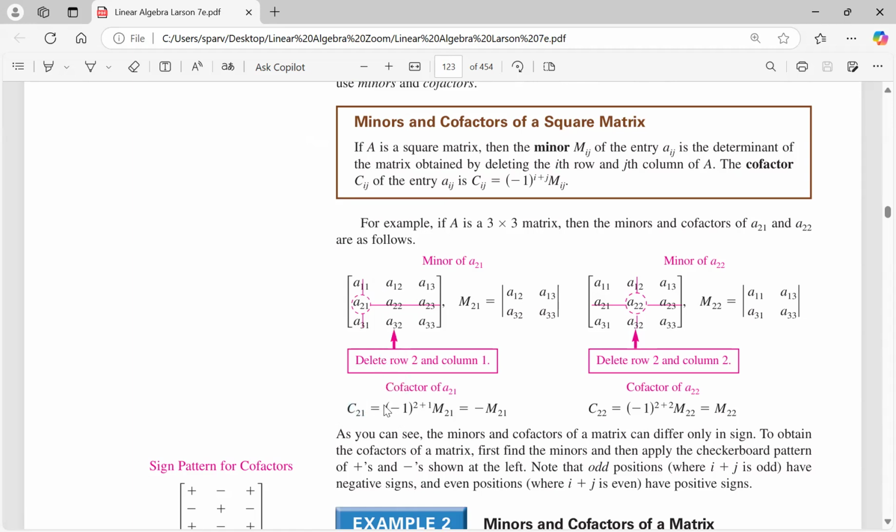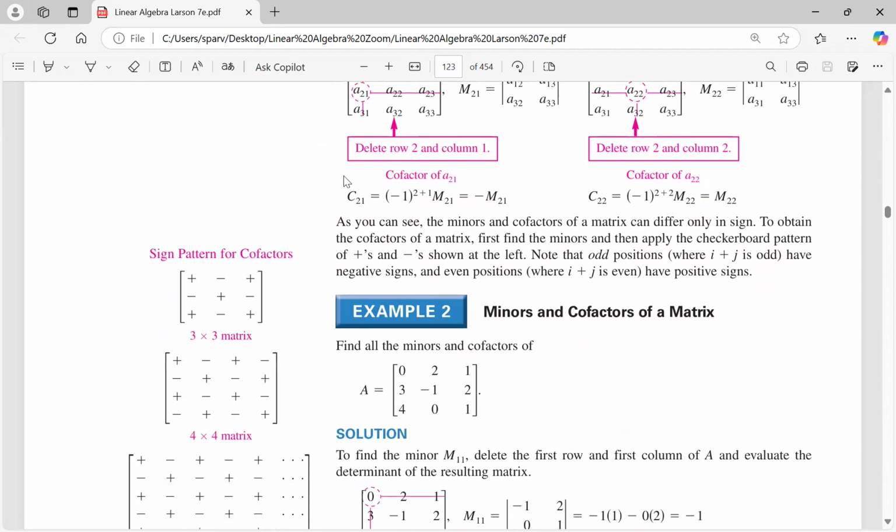So let's check it out for the cofactor of 2, 1. You do -1 to 2 plus 1. 2 plus 1 is 3. -1 to the 3rd power is -1. That's where he's getting this negative from, right down here at the end, -m21.